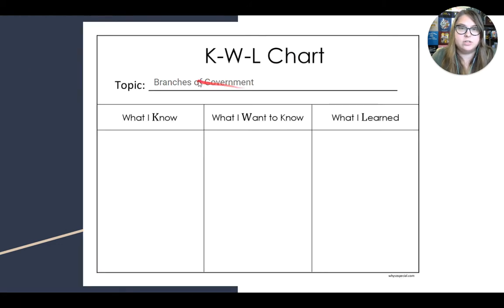And what I'd like for you to do is draw this chart on your paper. This is called a KWL chart. And what it stands for is what I know, K, what I want to know, W, and what I've learned, L. So our topic today, like I said earlier, is the branches of government.